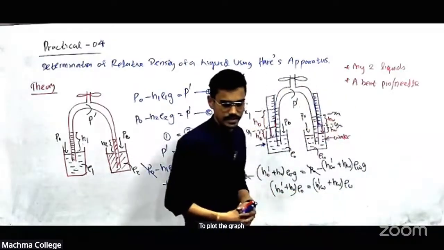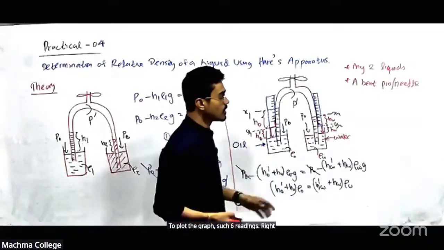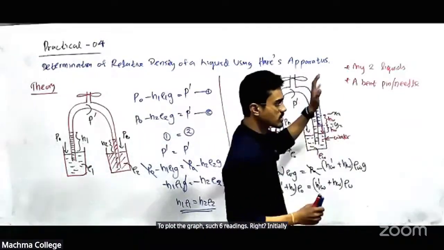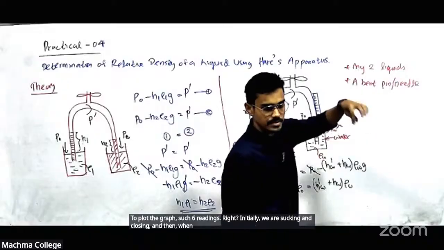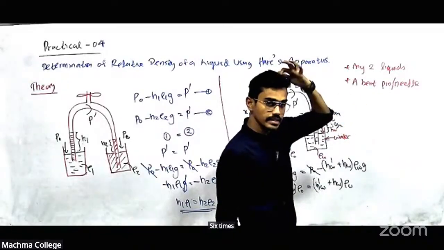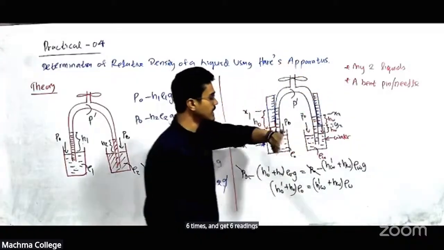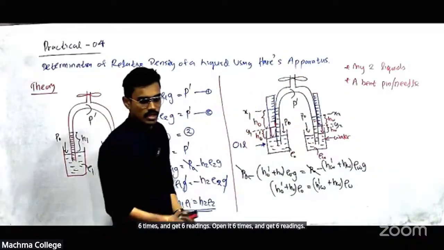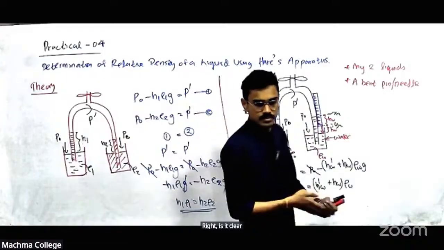Initially, we are sucking and closing. Then when the experiment is done, we have to open it 6 times and get 6 readings. Open it 6 times and get 6 readings. Is it clear?